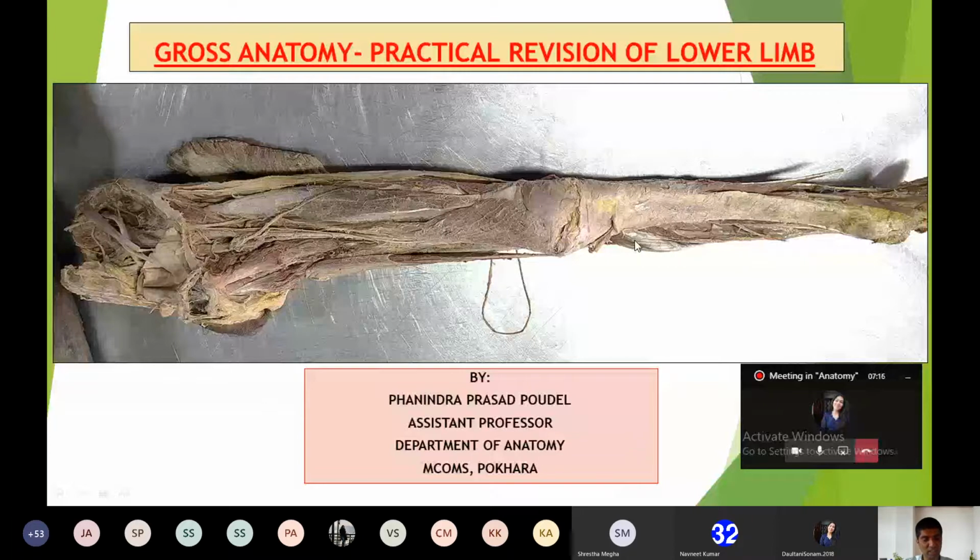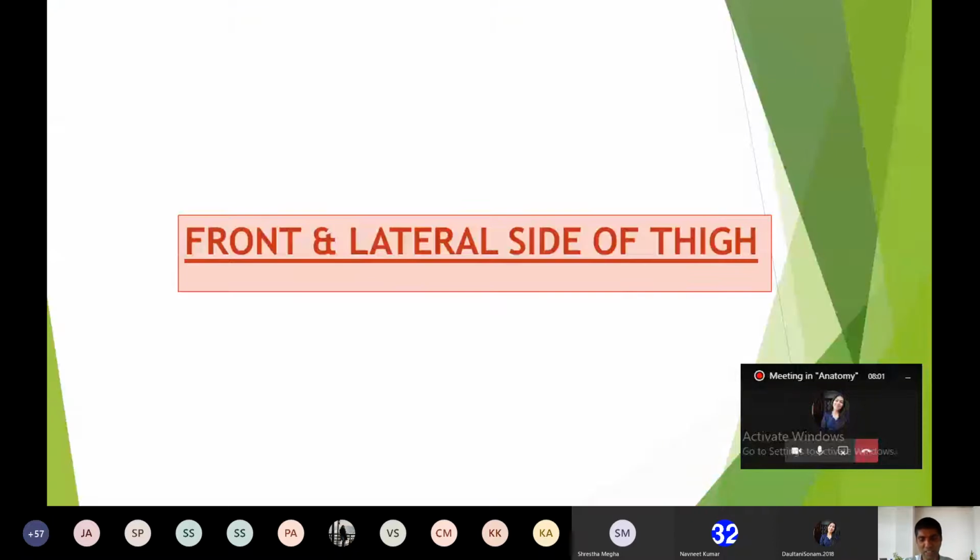If an online examination is held, then we'll ask using these photos. And if the examination is held after you return here to MCOMS, which is not yet decided by the university, then also this will be helpful to you. So I'm starting with the front and the lateral side of the thigh.